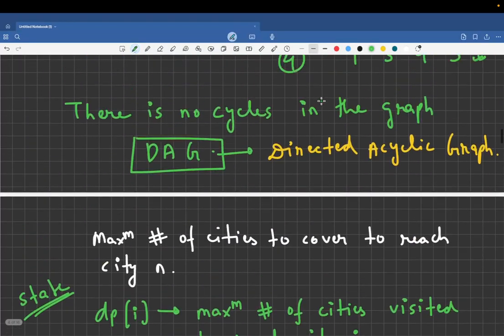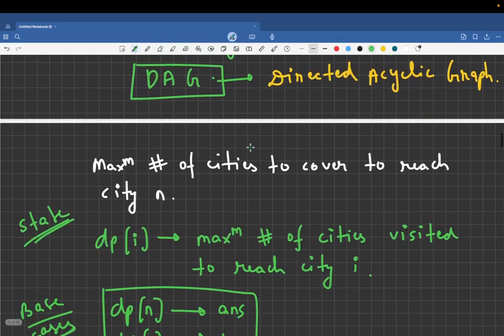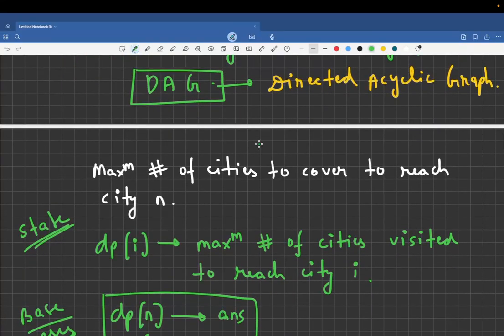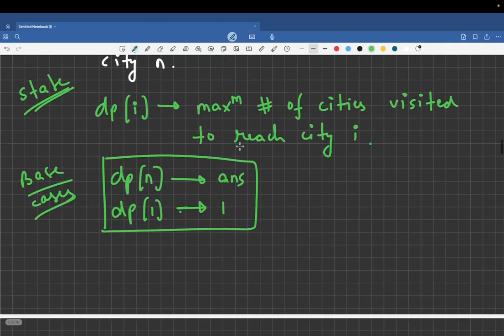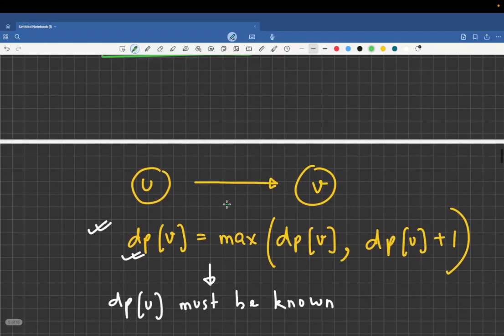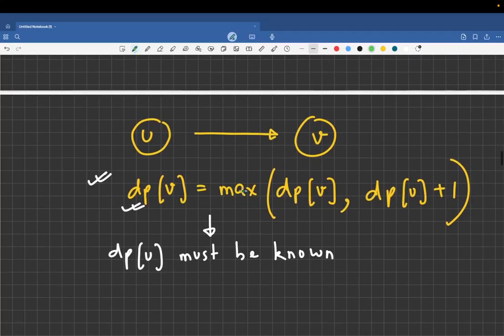See, I am not forcing anything till now. How did we start? We started by seeing that we need to find the maximum number of cities to cover to reach city N. So I defined a dp where dp state I indicates the maximum number of cities visited from city 1 to reach city I. Then we saw that our answer is going to be dp of N, and dp of 1 becomes equal to 1 because we are starting from city 1. Then we saw that we need to write a transition equation and we have edges in the graph, right? So let's suppose we have an edge from U to V.